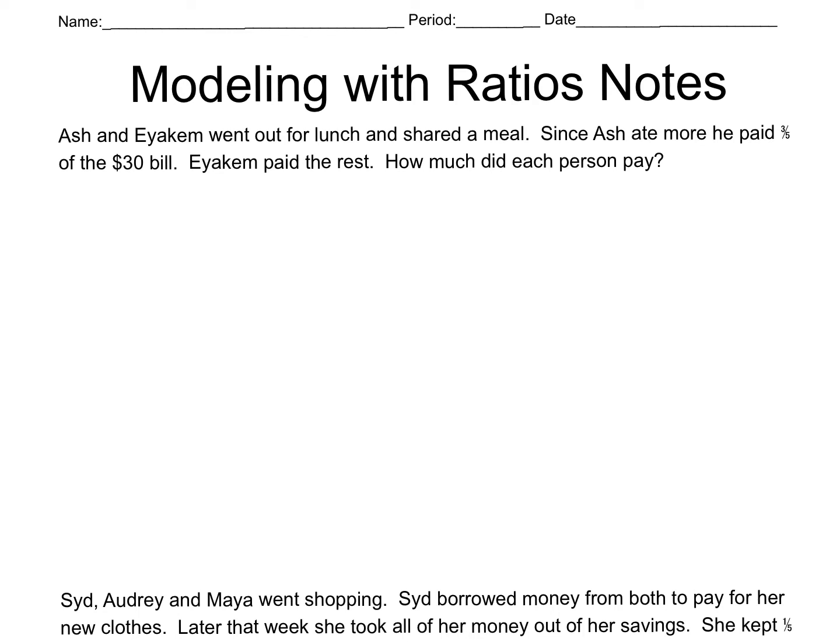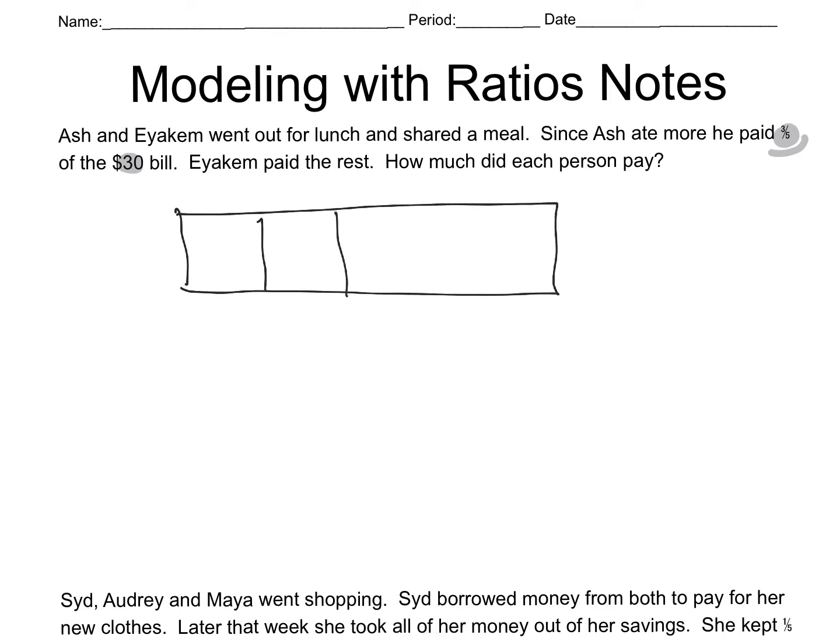So we know that they are sharing it in a ratio of 3/5, and that they had a $30 bill. Now, when they say he paid 3/5 of the $30 bill, that's going to be a part-to-whole ratio. So I know all the parts have to end up being 5. And to show that with my bar model, I'm going to start out by just drawing a bar that's cut into 5 equal parts.